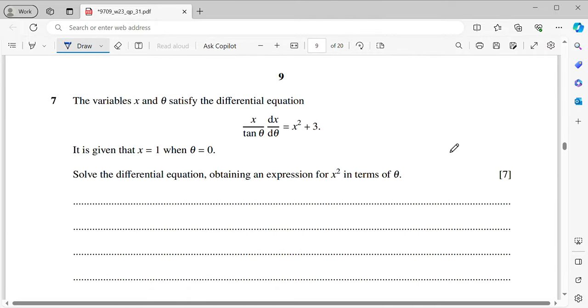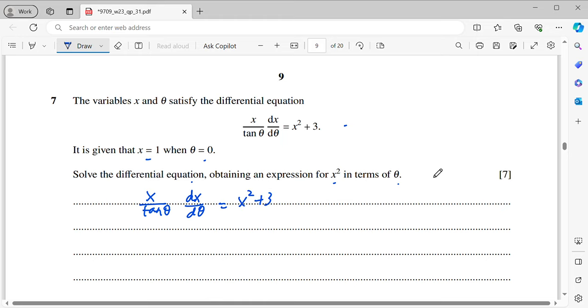Now, next question is question number 7. The variables x and theta satisfy the differential equation x over tangent theta dx over d theta equals x squared plus 3. Given x equals 1 and theta equals 0, solve the differential equation obtaining x squared in terms of theta.